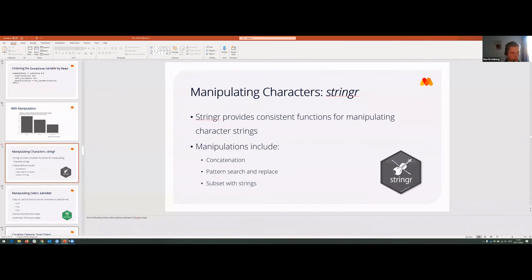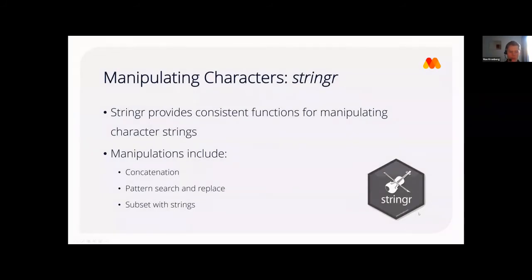I'll just give you an example of some of the functionality here. So I'll just explain this. Some of the things you can do: you can concatenate words, so you can have two different strings and put them together. Pattern search and replace, using something called regex, is essentially a way to describe something that you're looking for in text. So you can do that with stringr.